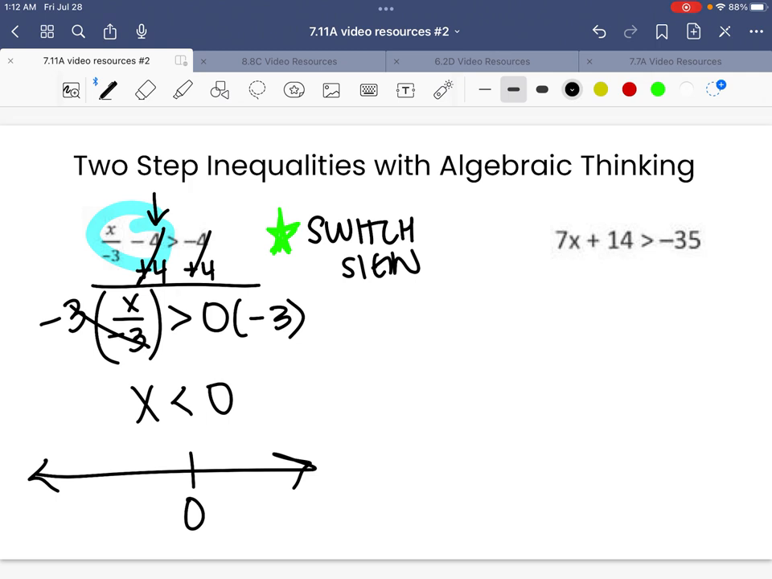So I place my 0. My dot on 0 will be open because it is not also equal to. And I will shade to all of the numbers that are less than.